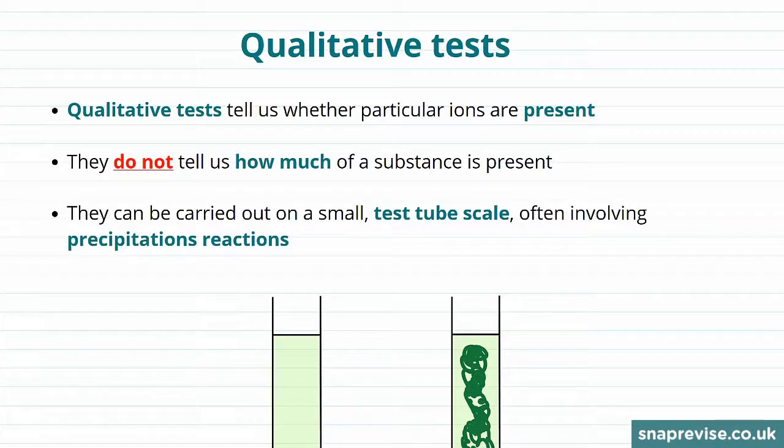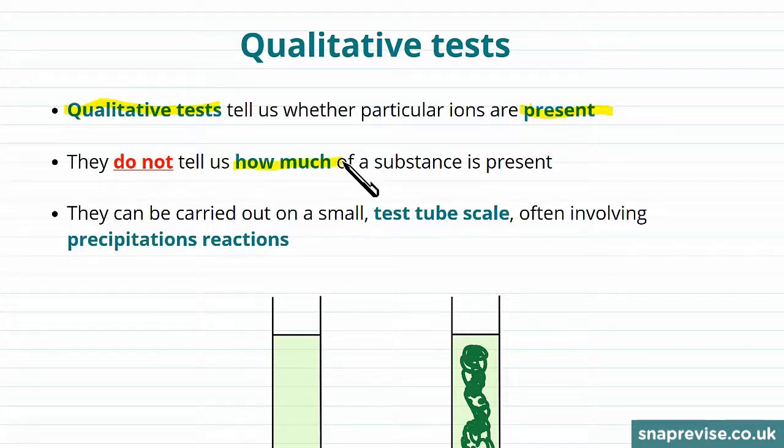Hi guys, in the last part of the video, we met precipitation reactions and saw lots of examples of these precipitation reactions with transition metal ions. Turns out that we can use some of these as qualitative tests. Qualitative tests tell us whether particular ions are present, but they tell us nothing about how much of that substance is present.